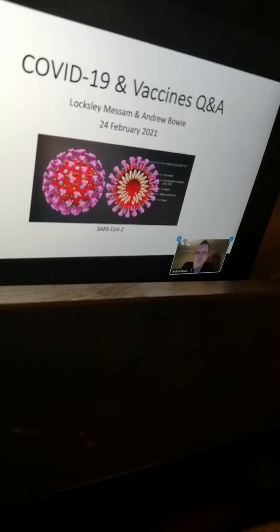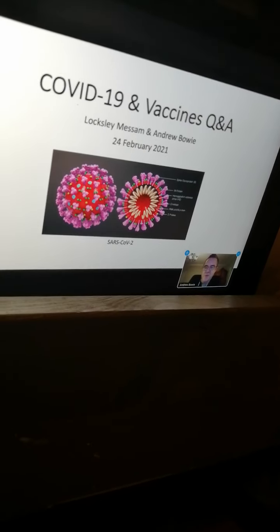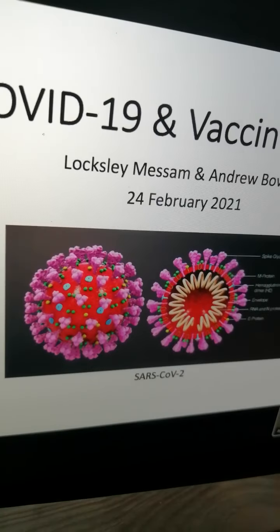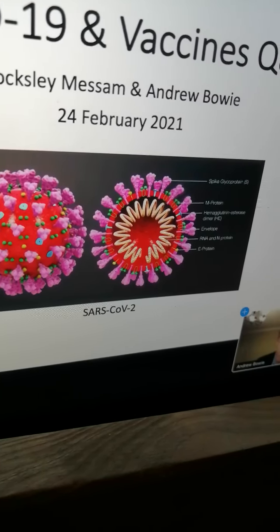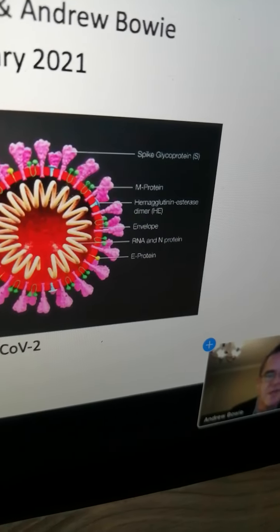This is a cartoon of what the virus looks like, but it's a really accurate cartoon. It's based on actual science and experiments that have worked out what the structure of the virus is. And you can see the spike protein, which is the pink thing on the surface. This is showing the surface of the virus. It's kind of cut in half on the right hand side.